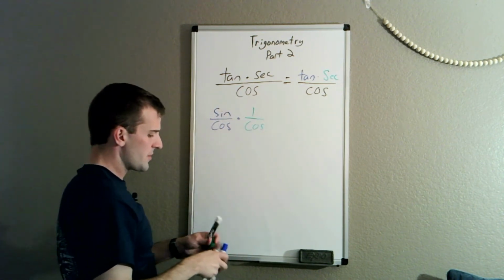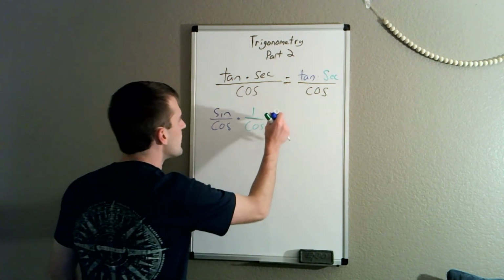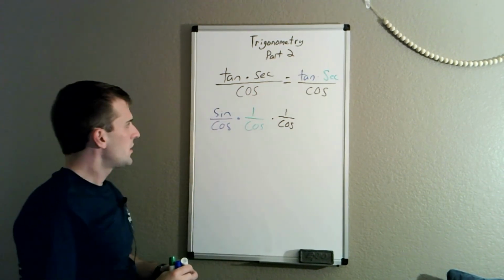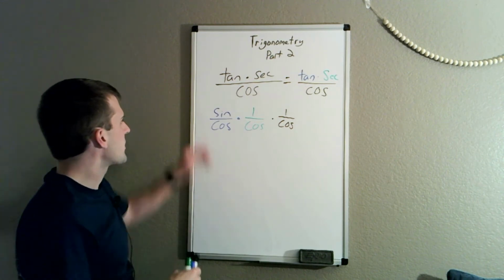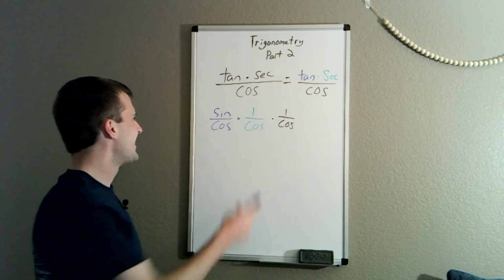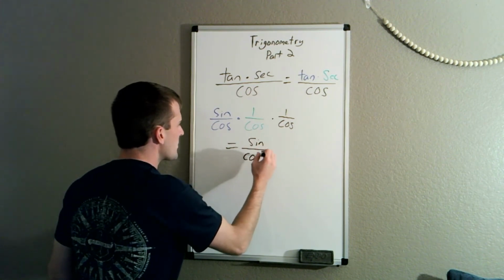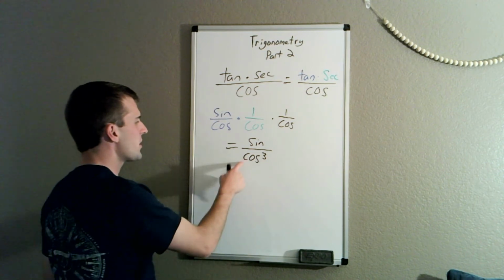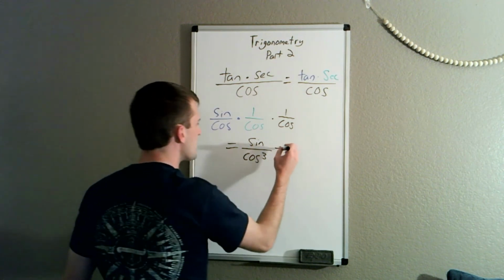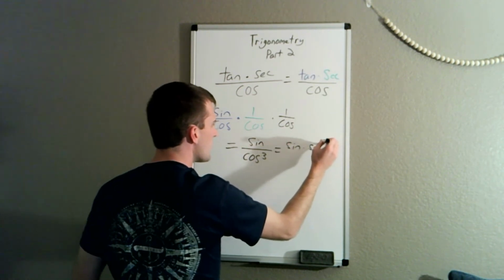And then we have our last piece, all of this is divided by cosine. So here we're going to have 1 over cosine. And now we can multiply it all together. And we're left with a sine on top and 3 cosines on the bottom. So this was not a very well chosen problem. But this is going to give you sine divided by cosine cubed. And we said 1 over cosine is equivalent to secant. So this can also be rewritten as sine times secant cubed.